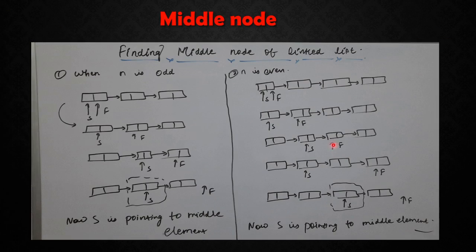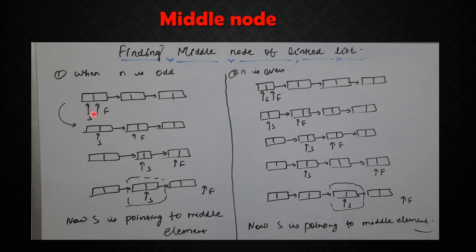In the two-pointer approach, let's say we have two cases: when n is odd and when n is even. Here n is the total number of nodes present in the linked list. Let us focus on the first case, where n is odd. When n is odd, at the start, the slow pointer and the fast pointer will both be pointing to the head.